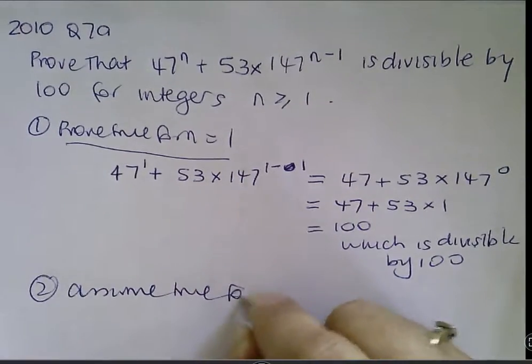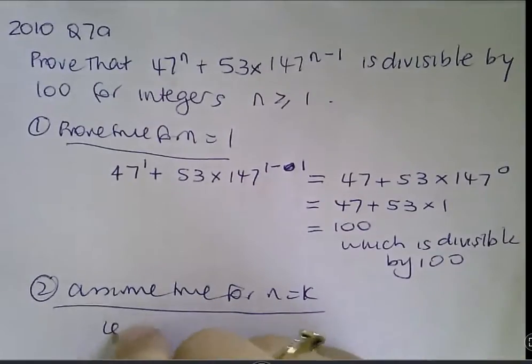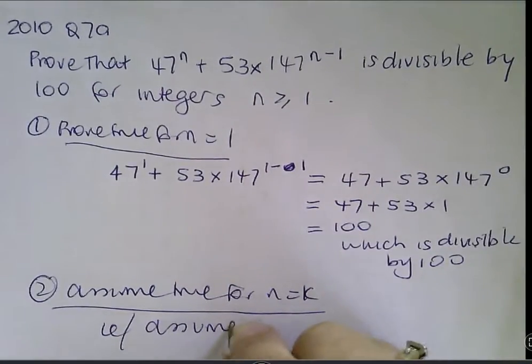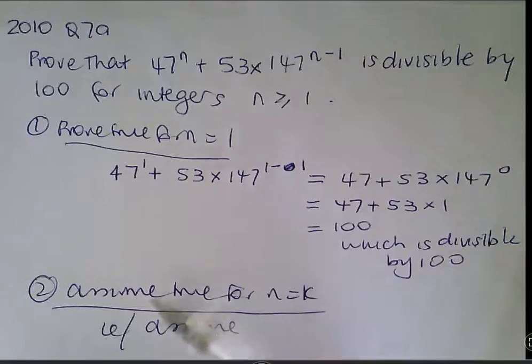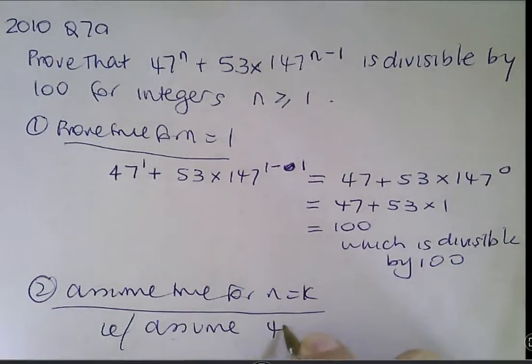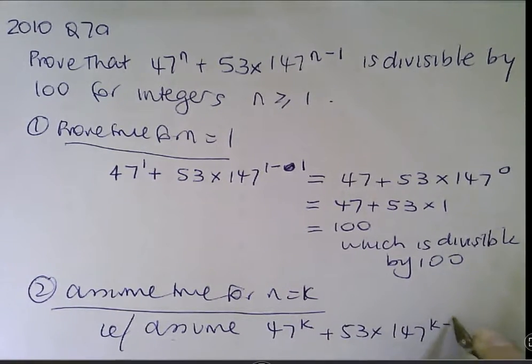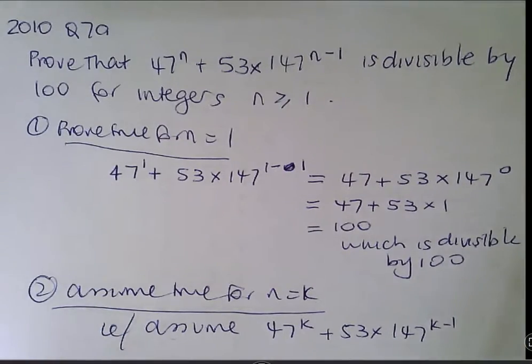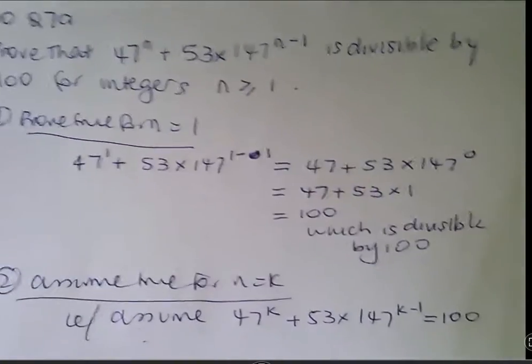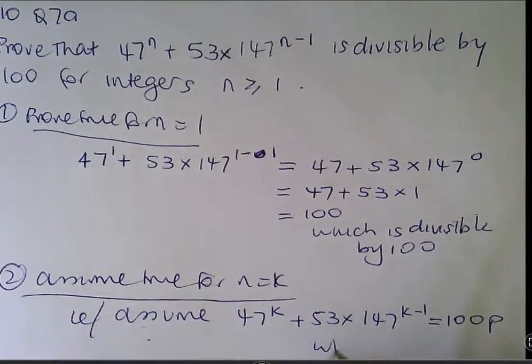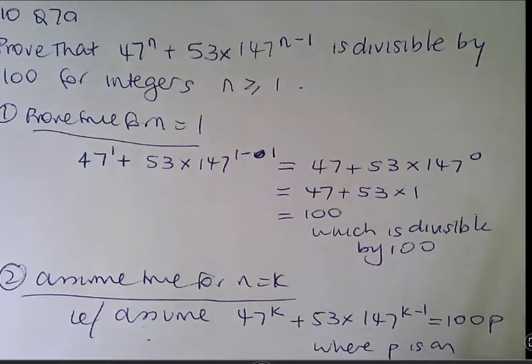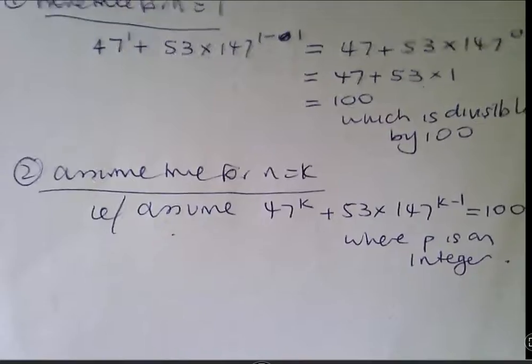Step 2, assume true for n equals k. Once you are doing this for a while, you can just say assume 47 to the power of k plus 53 times 147 to the k minus 1 is true if you want. So assume that equals 100 times p, where p is an integer. All right, so we're good with that.